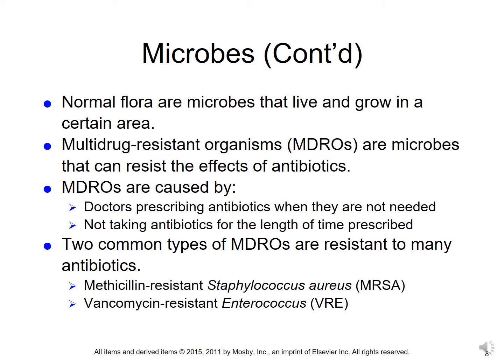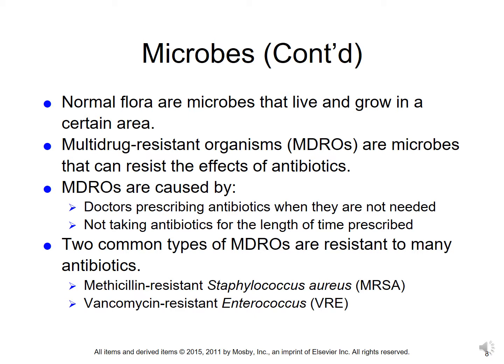Another type of microbes that you need to know are normal flora, and these are microbes that occur normally in an area. For example, I believe we've already talked about how Escherichia coli grows in your gut, so that would be normal flora. You have normal flora throughout your body. You have good bacteria that keep other infections from growing out of control.